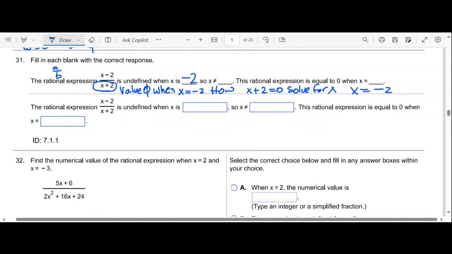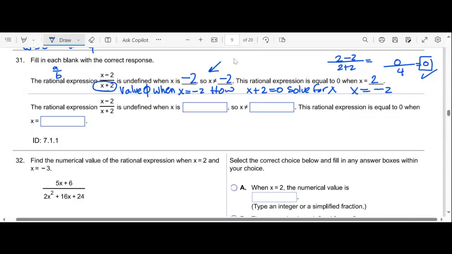X does not equal negative 2. This rational expression is equal to 0 when x equals 2. You can put 2 as x, and it will be 0 over 4. 0 over 4 is 0. If we put 2 minus 2 over 2 plus 2, that will be 0 over 4. The answer will be 0. Correct.